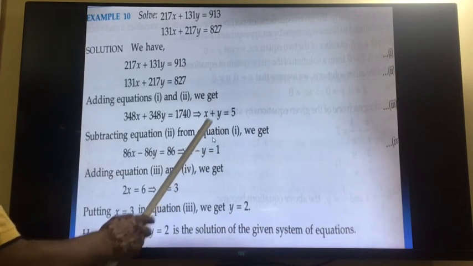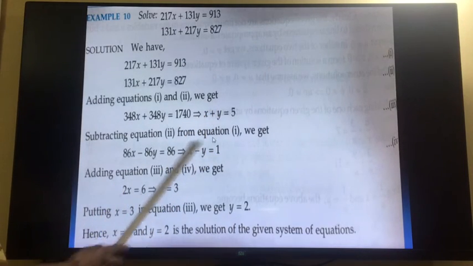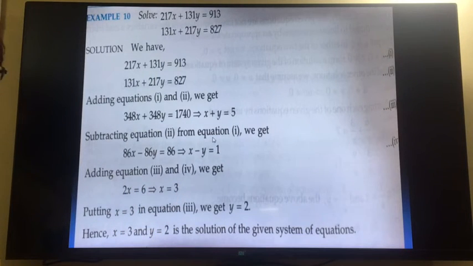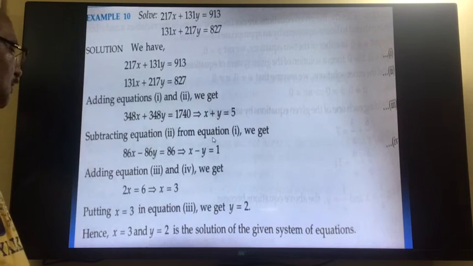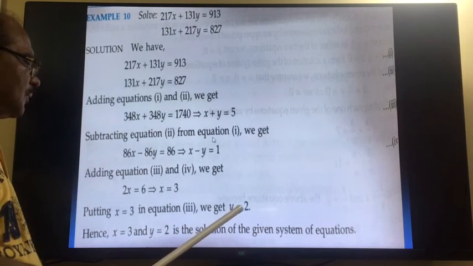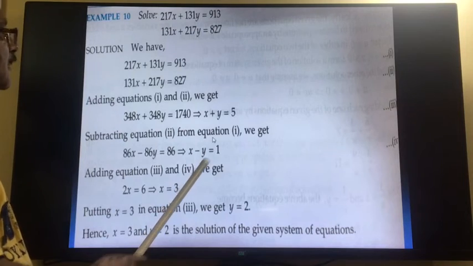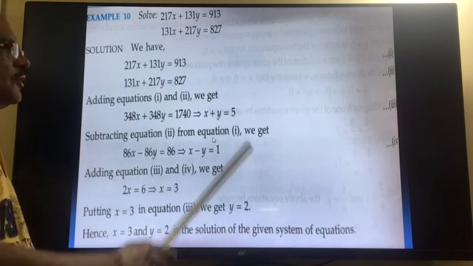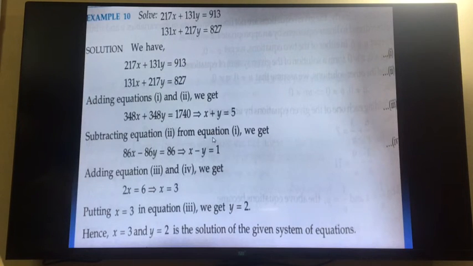By this, y will be cancelled. x plus x is 2x, equal to 5 plus 1, which is 6. So x is equal to 6 by 2, that is 3. So we got the value of x is equal to 3, and y we get by putting this value of x in the first equation. So 3 plus y is equal to 5, so y is equal to 5 minus 3, which is 2. So we got x is equal to 3, y is equal to 2. This is the solution of these two equations.